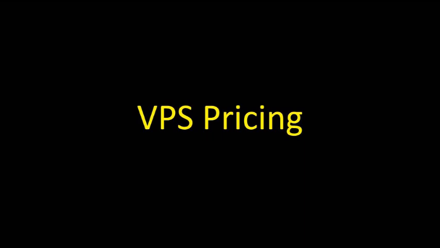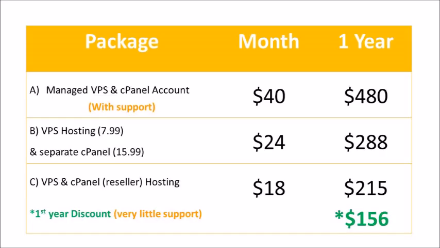Okay, so taking a look at the pricing. First of all, at the top, you have managed VPS and cPanel accounts. So you're looking at monthly, we'll just go over monthly at $40. For the VPS hosting and a separate cPanel, you'll be looking at $24. And then if you get VPS and cPanel through a reseller, it will cost about $18 a month. And of course, most places they will give you a discount.